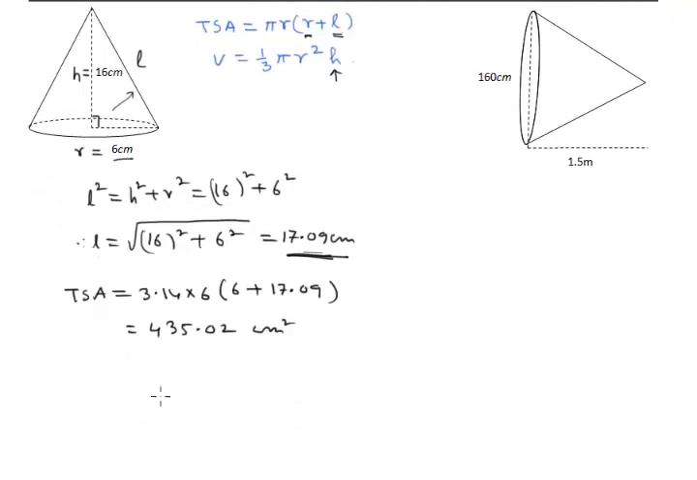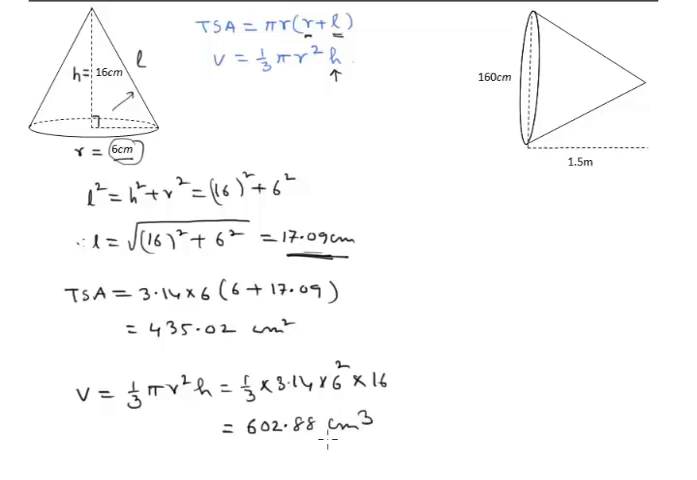Now the volume. The volume formula for a cone is 1/3 pi r square H. If we put in these values, 1/3 pi, meaning 3.14, r square, r is 6 so 6 square, times H, the height, which is 16. If we calculate this value, we will get the volume 602.88 centimeter cube. So let us do the second example.